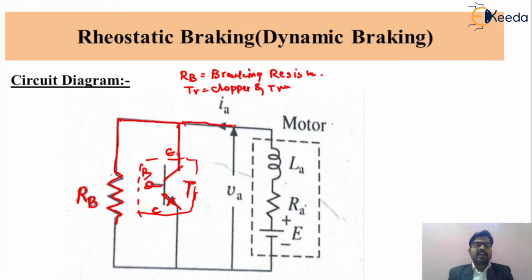IA is the armature current. Again, the value of the armature current is negative in dynamic braking. As we know, the name itself indicates it is braking, and braking means generating: the motor works as a generator now. So IA is the armature current.